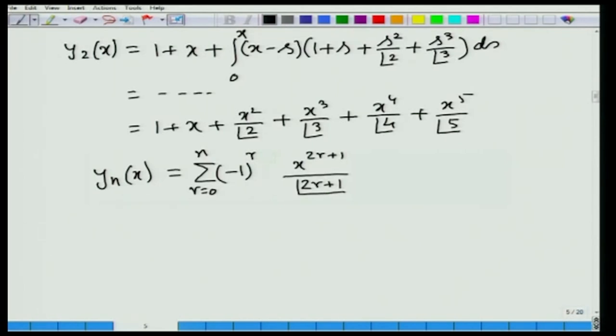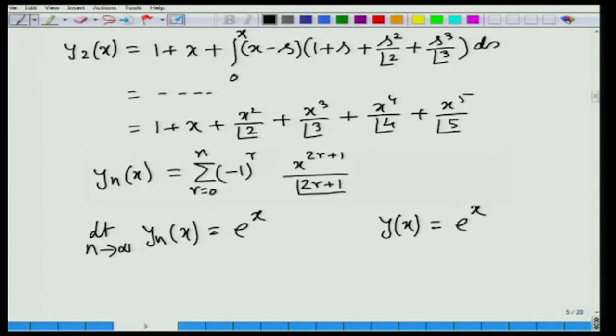And once n tends to infinity, limit n tends to infinity, this y n x will be equal to e to the power x, and hence y x, this is equal to e to the power x is the solution to the given problem.